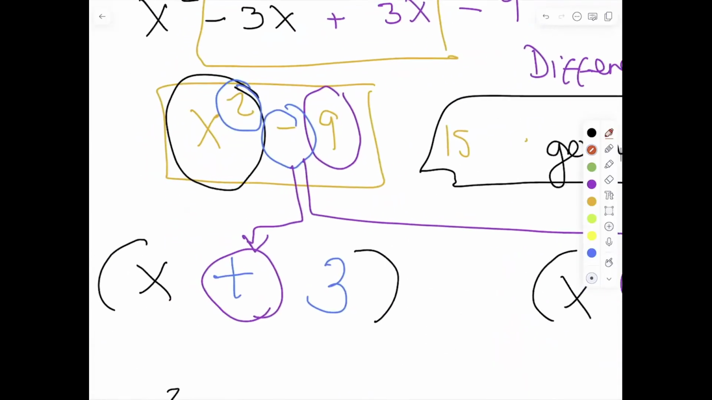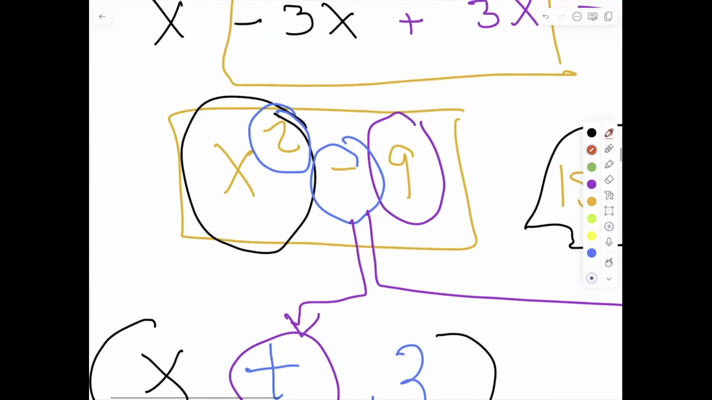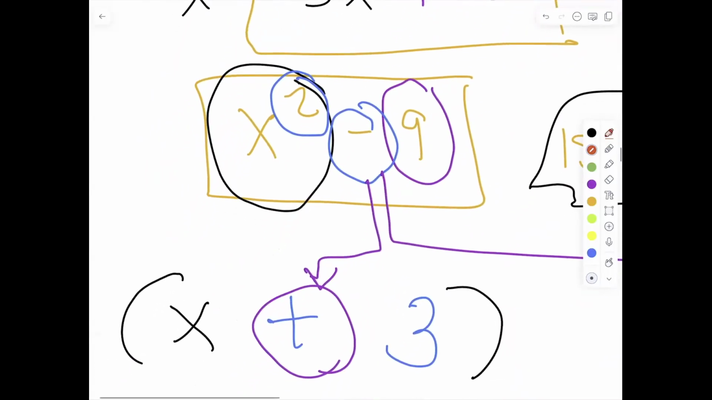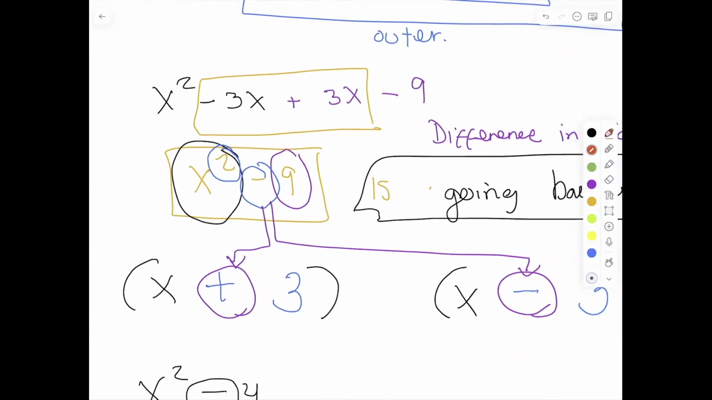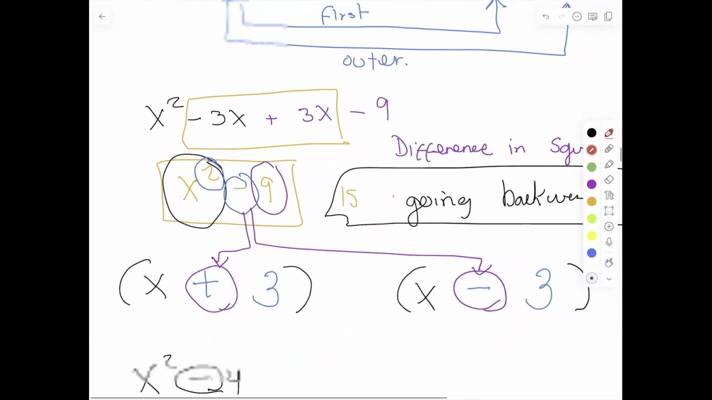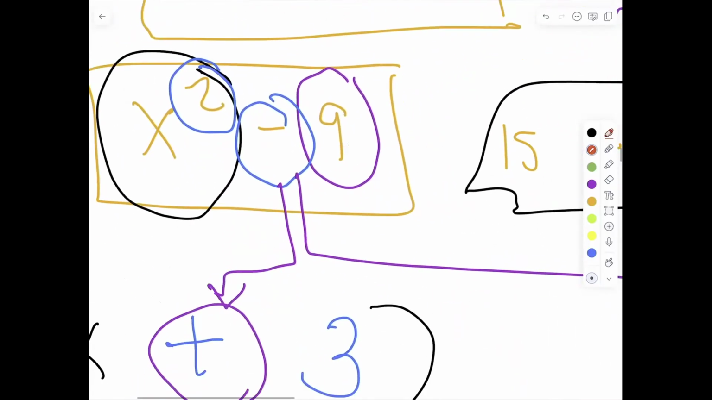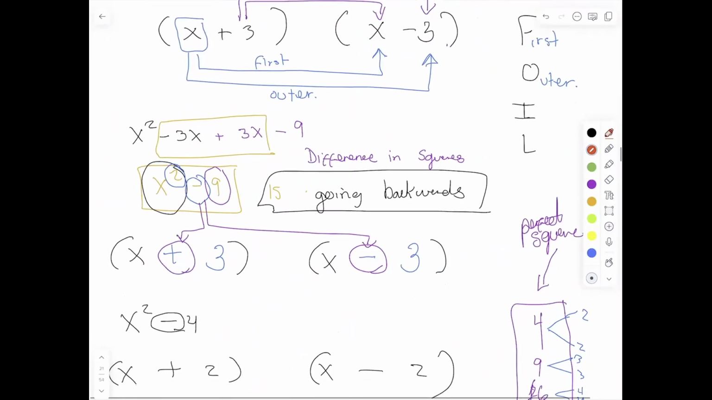We introduced it with difference of squares. What happens when we have a difference of squares? Well, we got to break it down into 2 x's because we got 2 x's. And 9 is a perfect square, so we get 2 3s. We look at the middle value, and it's negative, so we end up with a positive and a negative 3.